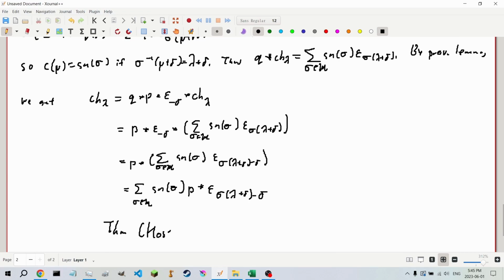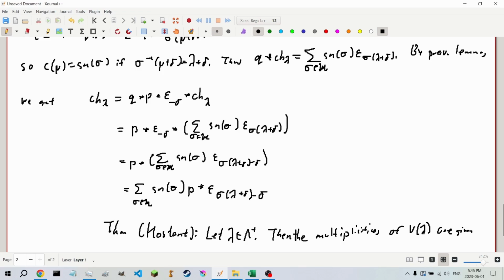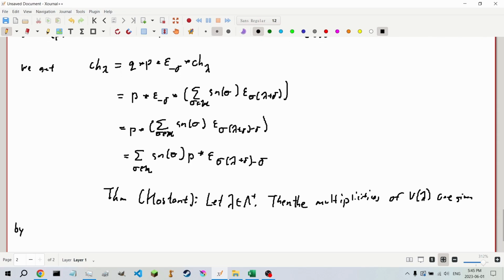Kostant's, which states that, if we let lambda be in lambda plus, then the multiplicities of v of lambda are given by m lambda of mu being equal to the sum over our sigma in the Weyl group of the sign of our sigma times p of mu plus delta minus sigma of lambda plus delta.